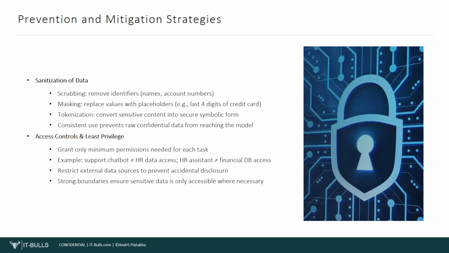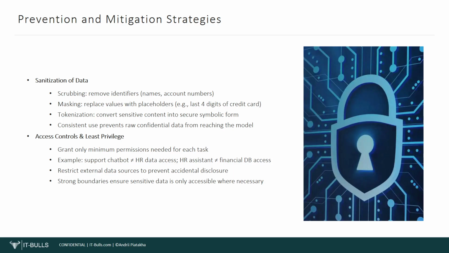But sanitization alone is not enough. We also need access controls, guided by the principle of least privilege. This means that both the model and the applications connected to it should only be granted the minimum permissions necessary for their tasks. For example, a support chatbot should not have access to HR records, and an HR assistant should not be able to query financial databases.